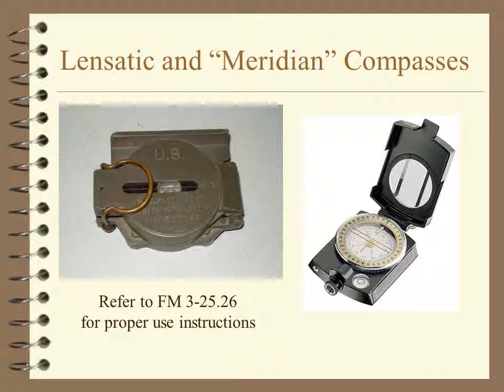If your agency doesn't have the money for a transit, this can usually be accomplished using a military Lensatic compass or the Meridian compass that you see on the right hand side of the screen. In testing, we found that the Meridian compass does a much better job, and the Meridian style compass is readily available for less than $10 at a lot of different outlets. However, there may be some Lensatic compasses that were acquired as part of a military cooperation program, and those are also useful as well.